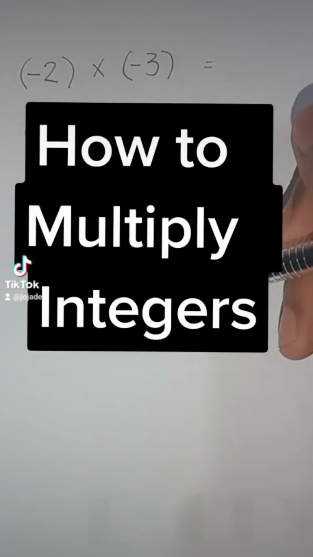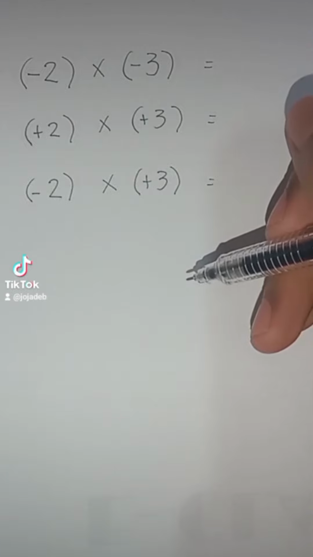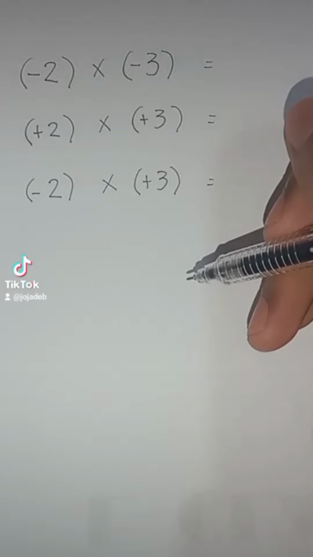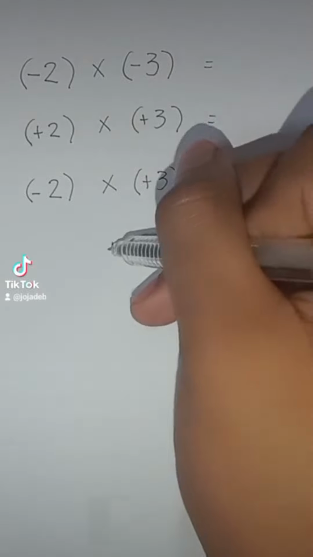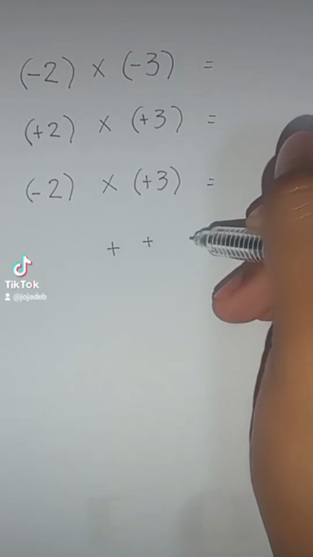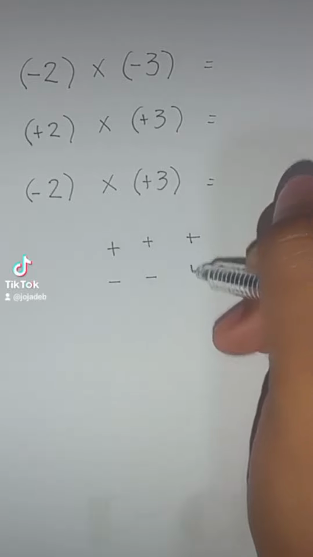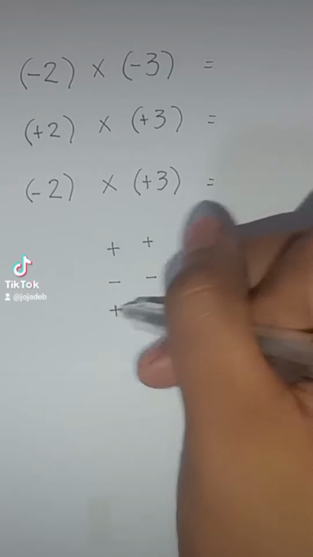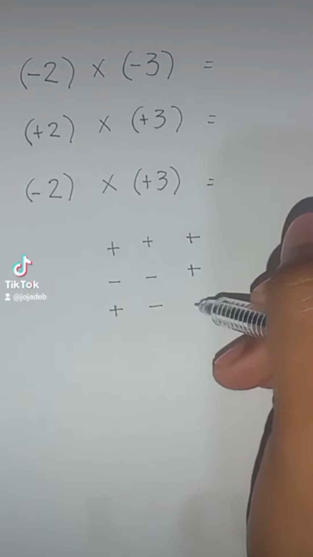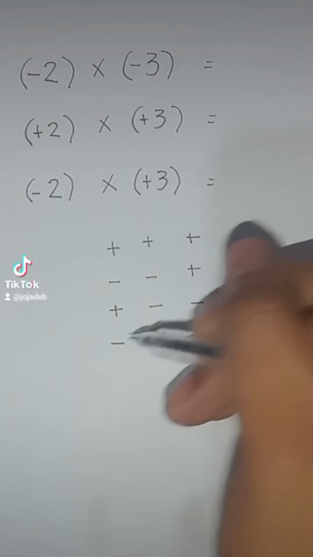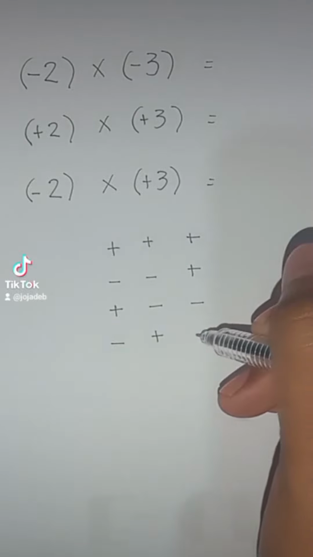How to multiply integers. In multiplying integers, the answer is positive if the integers have exactly the same sign. Otherwise, the answer is negative if the integers have different or opposite signs. In other words, positive times positive is equal to positive. Negative times negative equals positive. Positive times negative equals negative. Negative times positive is negative.